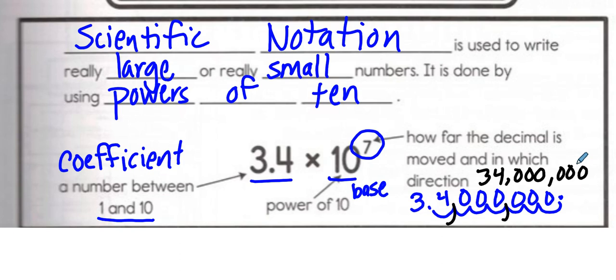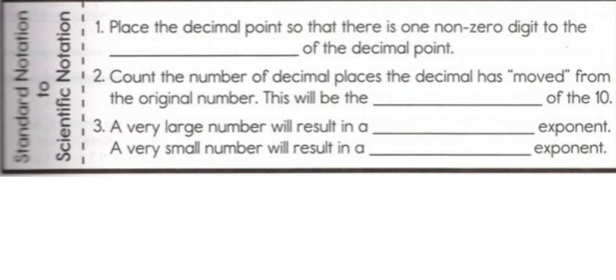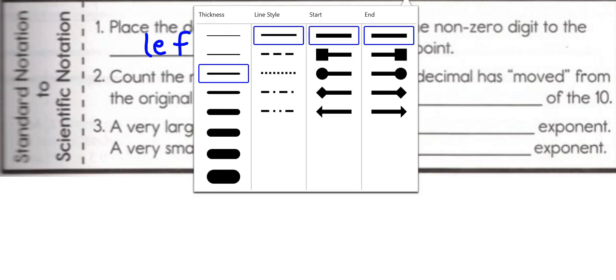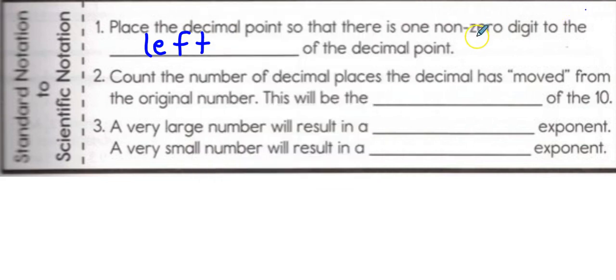Okay, next part of the notes. So how do I go from standard notation to scientific notation? Well, the first thing I'm going to do is place the decimal point so that there's one non-zero digit to the left. Okay, so let's look at an example as we go through this. Let's say I have 37,000. We'll use a smaller number this time. Still big, but a smaller number than the ones we've used for numbers of stars in the sky.